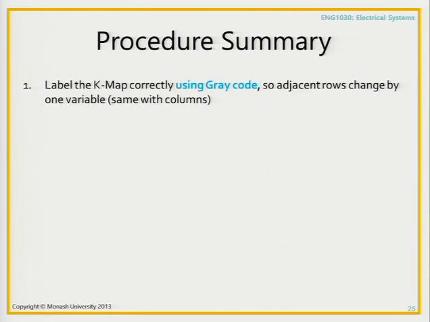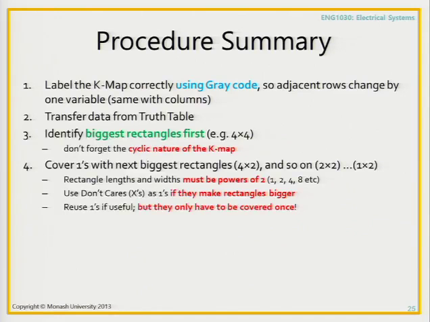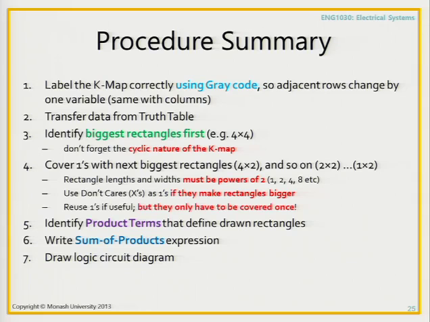This is more for your reference. I won't take the time to go through all this, but when you come to study for your test, and also when you want to construct a Karnaugh map and minimize it, this is a pretty good pre-baked procedure for you to follow. So you've got the truth table, transfer the data, biggest rectangles. Rectangles must be in powers of 2. Use the don't cares if they make the rectangles bigger. Reuse the ones if it's useful, but they only have to be covered once. And then turn this into a logic circuit diagram at the end.